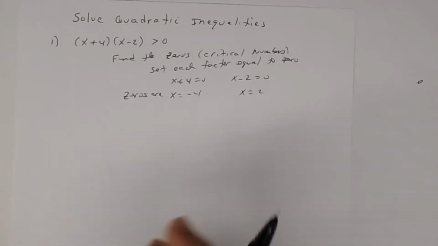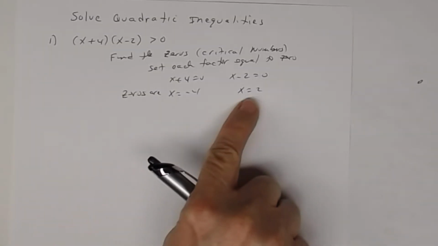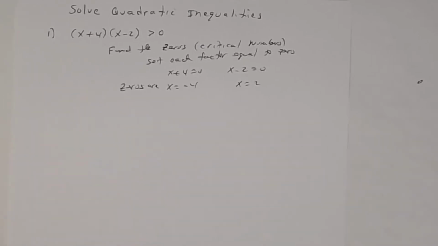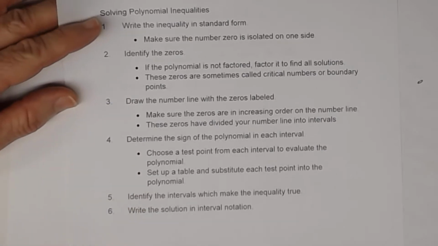So that was step 2. So step 2, identify your zeros. I've identified my zeros. They are -4 and 2. Okay? So now what we're going to do is this. All right, so that's where the rest of this is different.